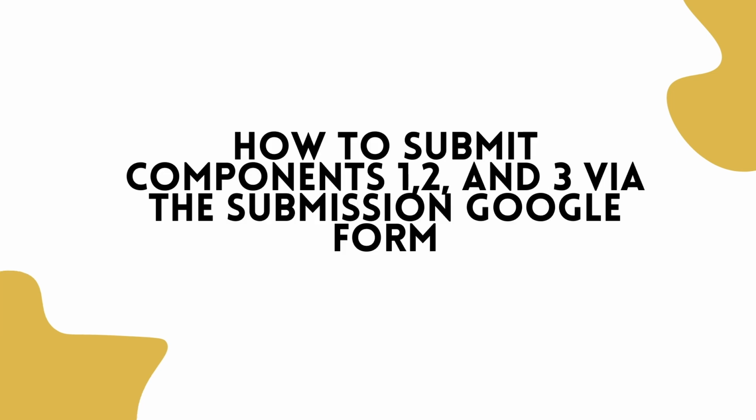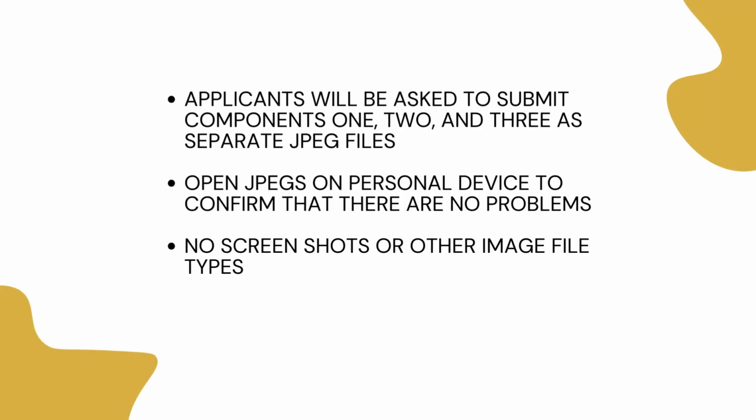How to submit components 1, 2, and 3 via the submission Google form. Applicants will be asked to submit components 1, 2, and 3 as separate JPEG files via the Google form that will be sent to you. Please open your JPEGs on your own device and confirm there are no problems. If your files do not open correctly, please resave them until they open correctly. You do not need to name your files anything specific, but they should not contain any personal identifying information. Screenshots or files other than JPEGs will not be accepted.